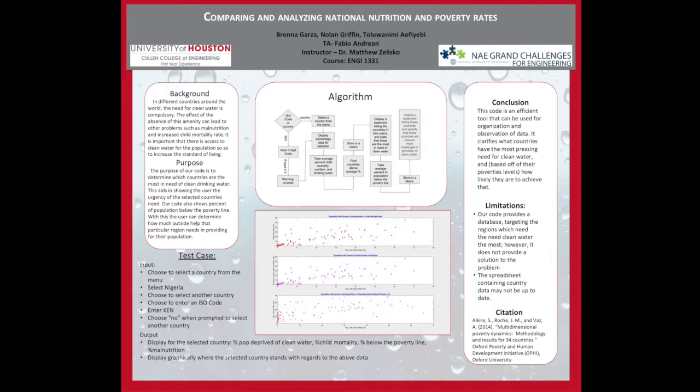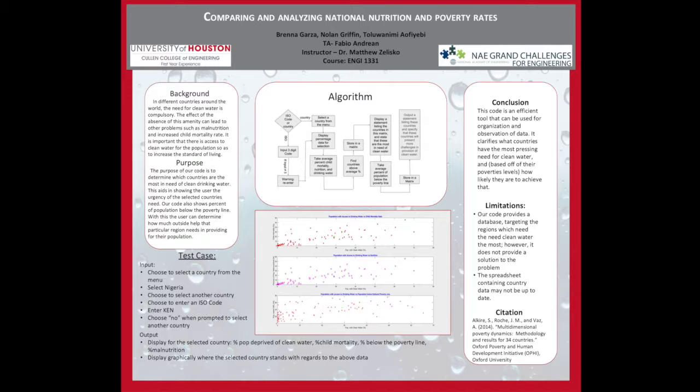So I'm going to go ahead and say yes. And then the menu asks, would you like to select a country or enter an ISO code? So now I'm going to click and enter an ISO code. And I'm going to type in NGA, which is the ISO code for Nigeria. So I'm going to put NGA and click enter. And it's going to ask me if I want to select another country. This time I'm going to say no.